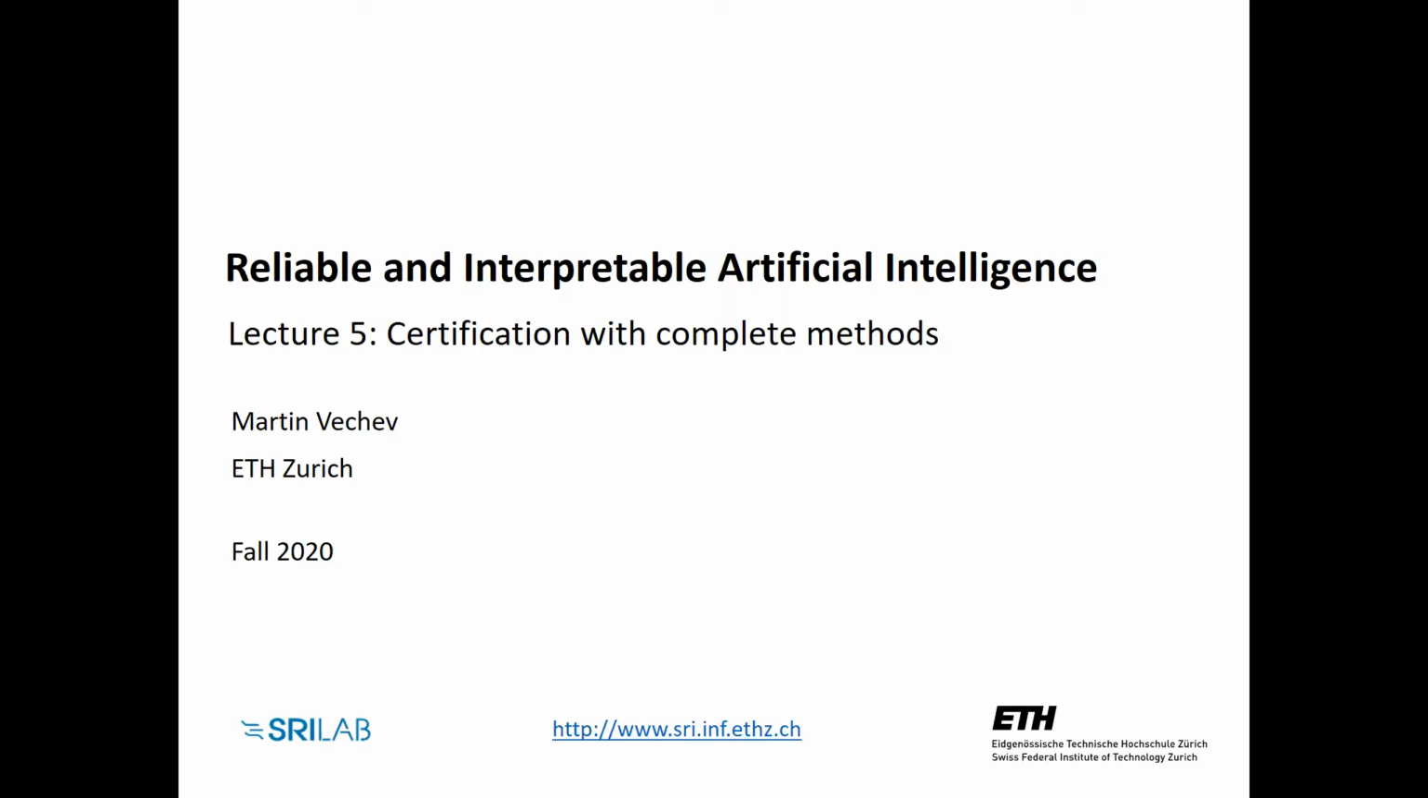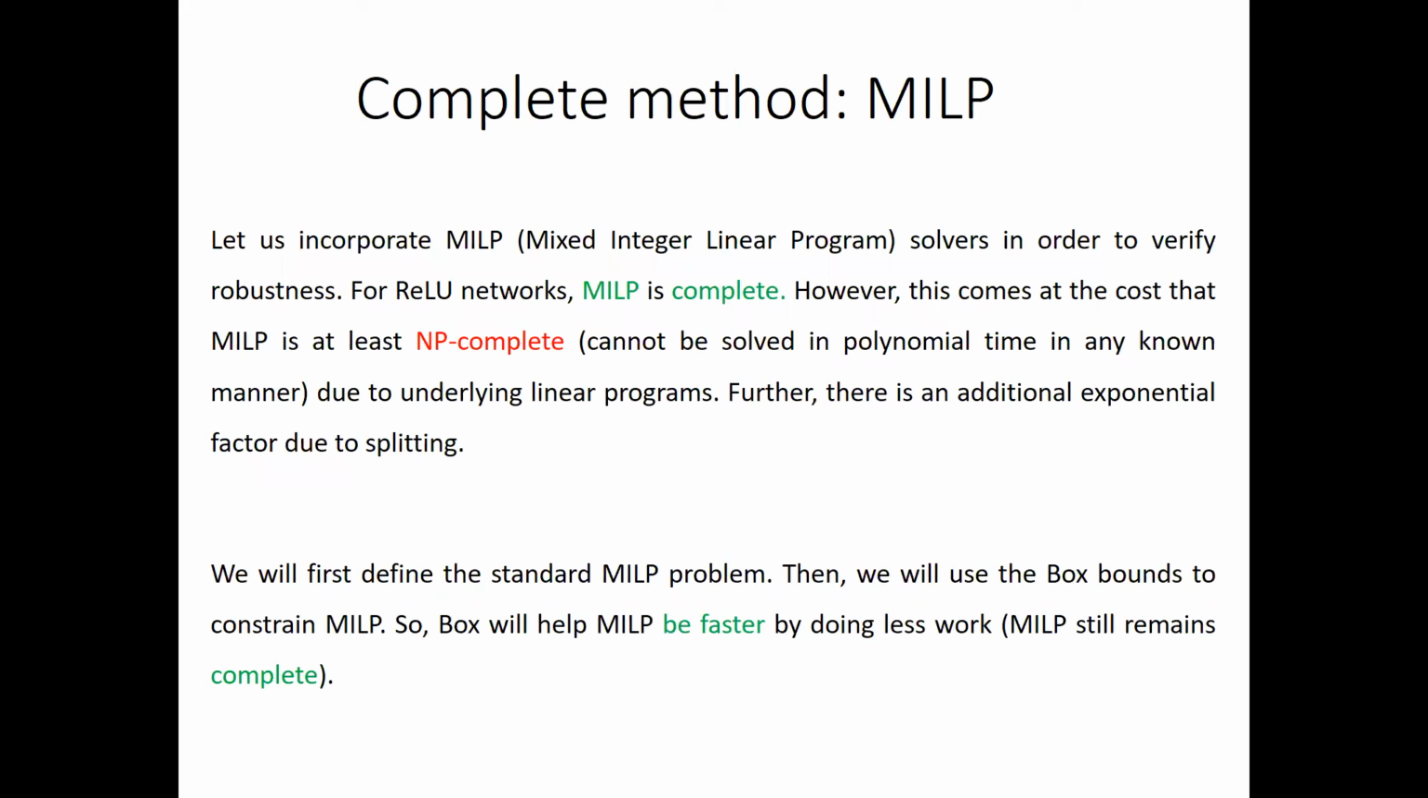So today we're going to be focusing on complete methods. If you remember, a complete verification method is one where if the property holds, then the method will be able to prove it upon termination. Specifically, we're going to be focusing on complete verification with MILP, which stands for Mixed Integer Linear Program. These programs are solved with what are typically referred to as MILP solvers. And so how does MILP work?